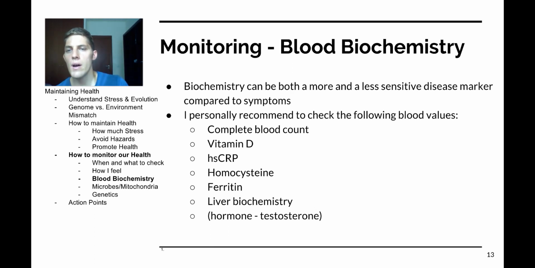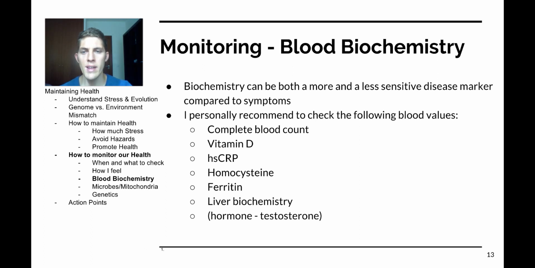Then we have hsCRP, so high sensitivity CRP, C-reactive protein. This is an acute phase protein that will be activated when there is inflammation in your body. It's a general marker for inflammation. A value higher than 0.5 milligrams per liter is definitely too high. Then homocysteine is a marker of inflammation in our blood vessels.